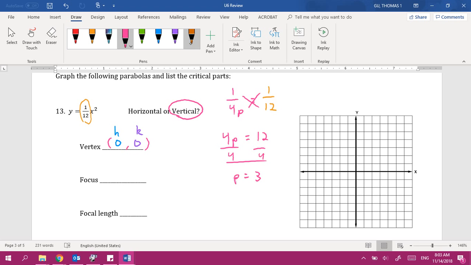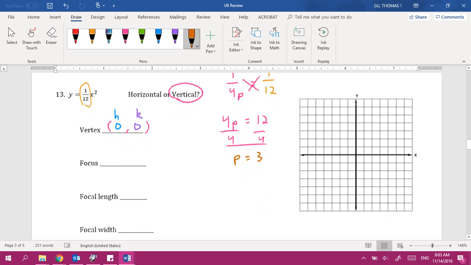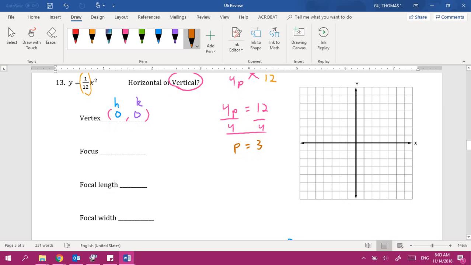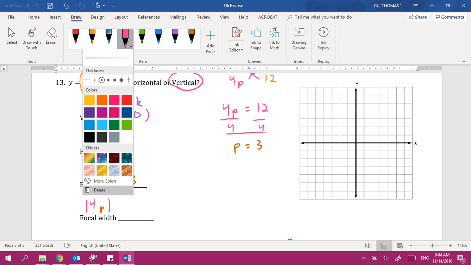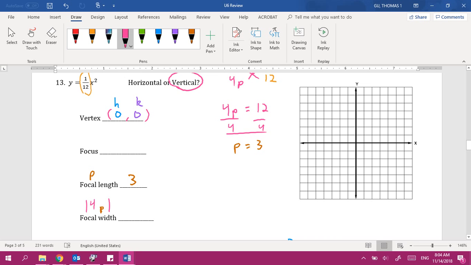So now we should be able to find most of the other things immediately. So what is the focal length? Let's start with that. It's 3, right? Because the focal length is just p. So that's 3. The next easiest one's probably focal width, right? Does anybody remember what the focal width formula is? That's right, absolute value of 4p, good. So what would it be here then? 12, that's right, because it's just 4 times 3, and it has to be positive, so it's 12.